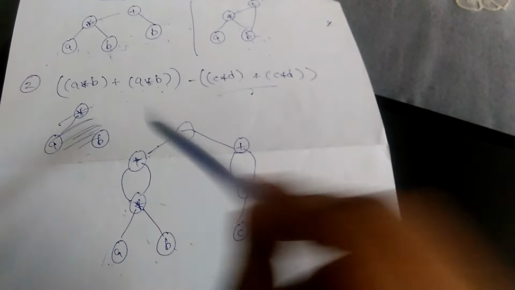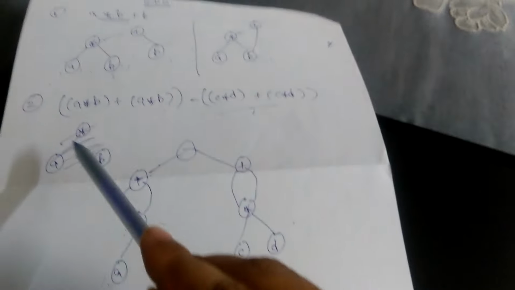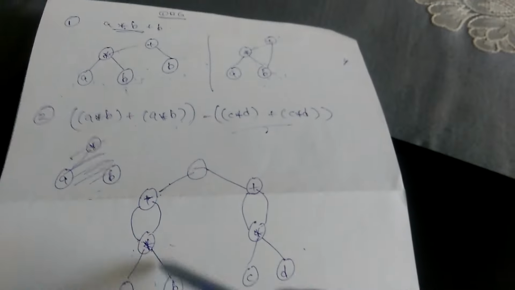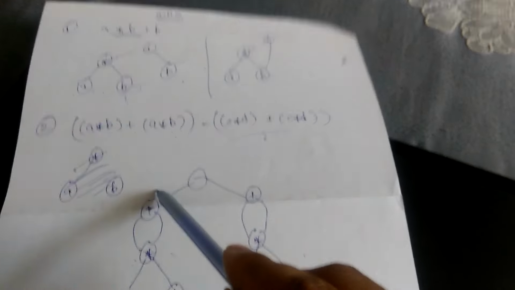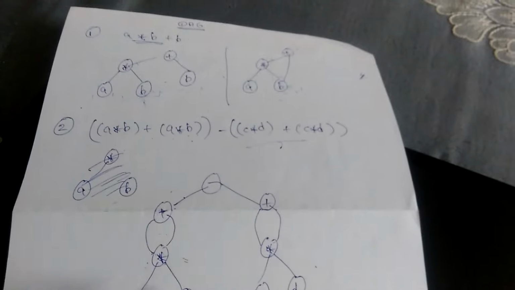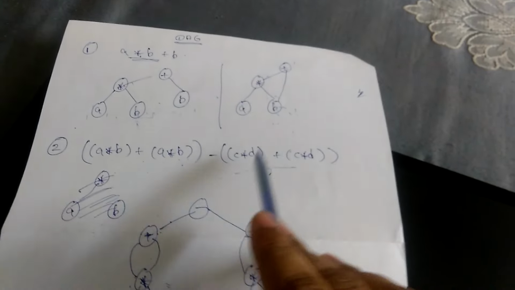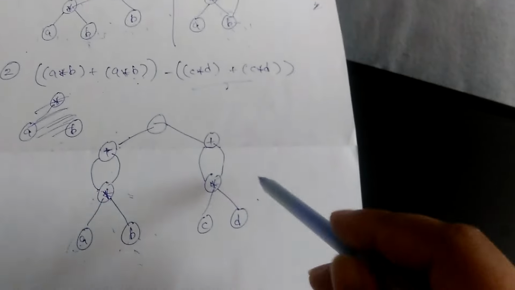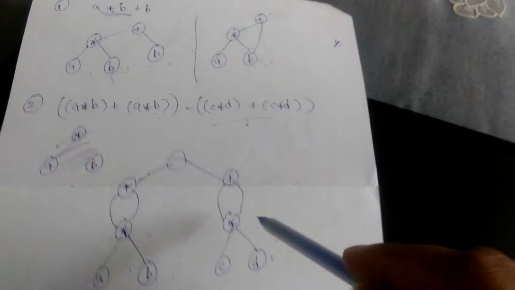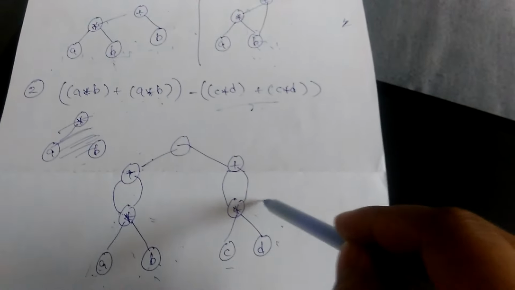Now again plus a into b. Instead of constructing a into b again, we will optimize it. That a into b will be connected to plus, and that plus is again connected to the same a into b, meaning a into b plus a into b. Now half the part is done. Now let's see this part, c into d plus c into d. We will construct c into d. Then again, instead of creating another c into d, we will connect it through plus, and again connect c into d.